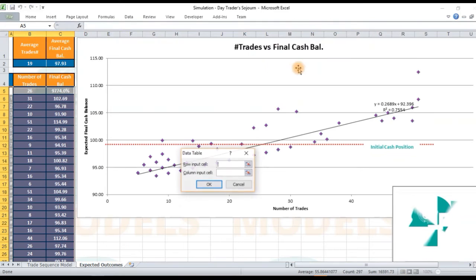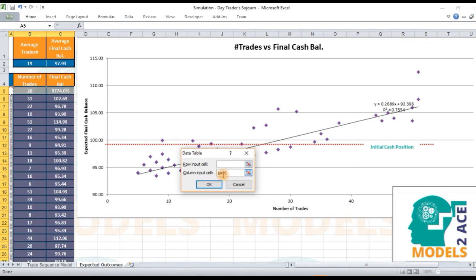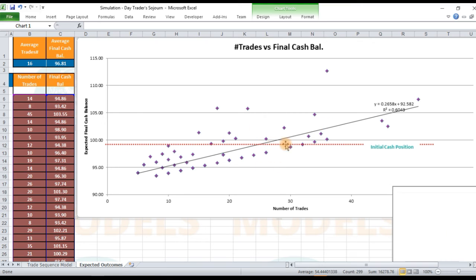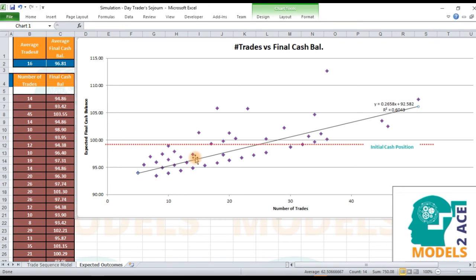Selecting this range of cells, we launch data table from the What If Analysis section. Since each iteration requires no input values for the model, we set the column input cell to a dummy value and instruct data table to auto-generate output values. This table plots the expected final EOD cash balance against the number of trades till fold, along with this trend line, using data in these two columns of the generated table.